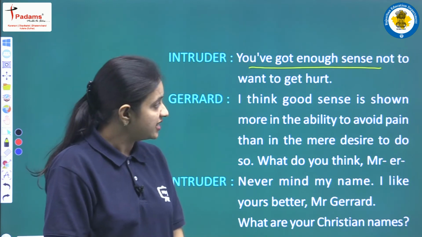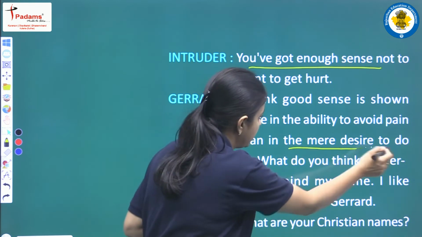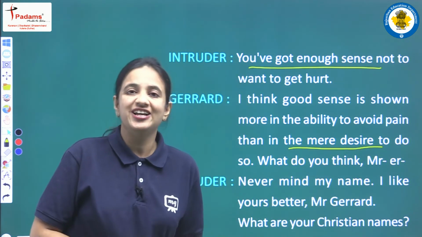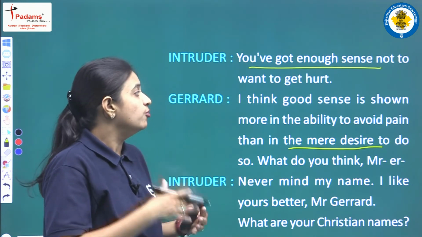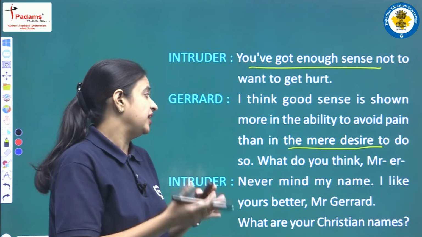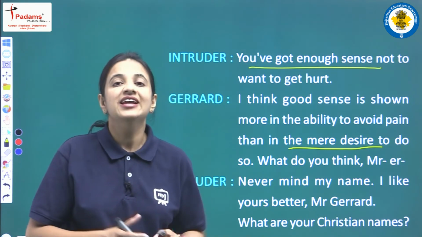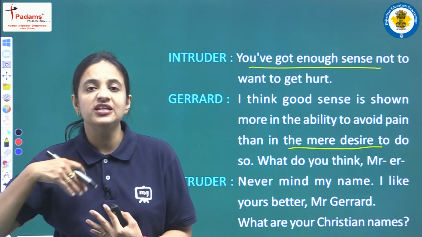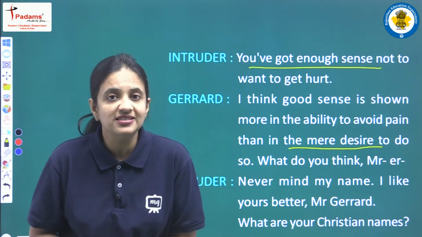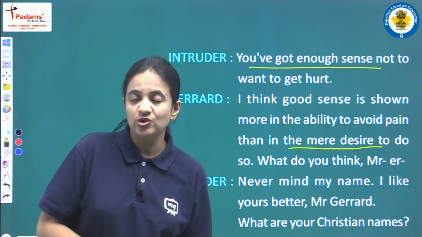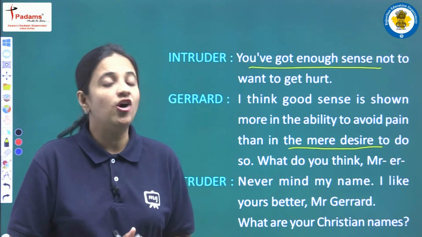Gerald: I think good sense is shown more in the ability to avoid pain than in the mere desire to do so. So now what is the reaction of Gerald? Gerald is saying that according to him, good sense is shown more in the ability to avoid pain than in the mere desire to do so. He is trying to say that merely desiring to avoid pain is not good sense, but good sense is shown when I am actually able to avoid the pain.